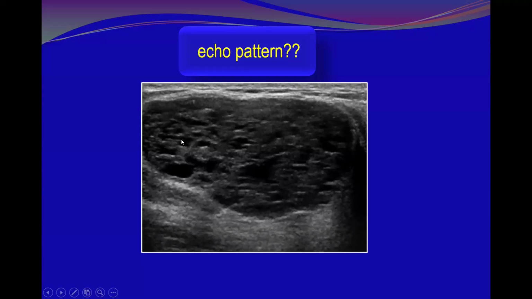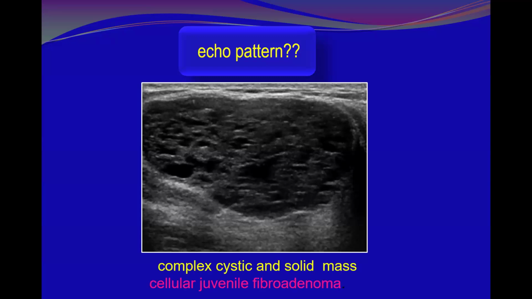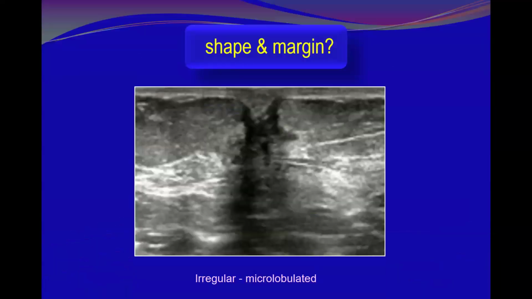Could be cystic changes. Yeah, so you have cystic and solid. So this is a complex cystic and solid mass. This is a juvenile fibroadenoma. Okay. What is the shape and margin?